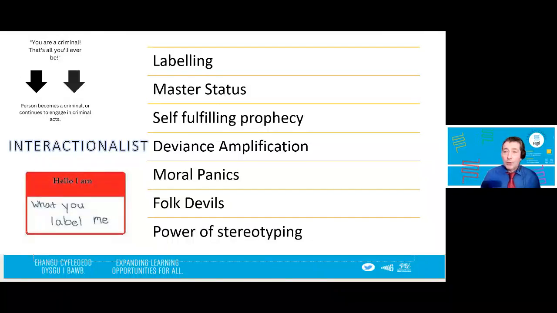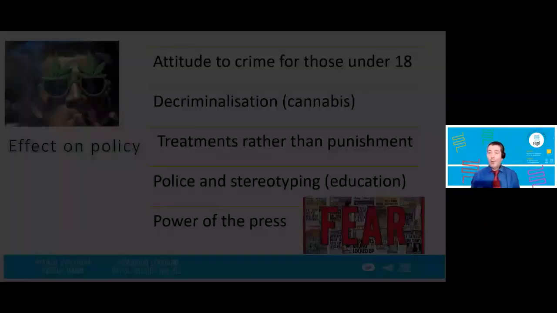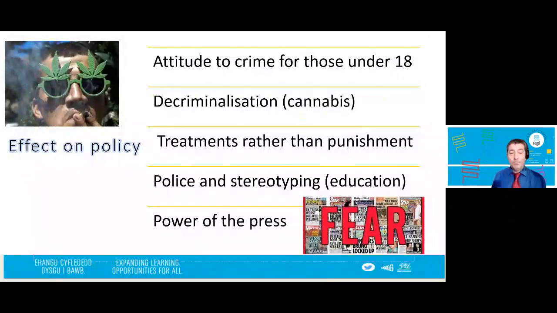Deviance amplification, of course, is another issue that interactionists bring attention to. The fact that it's blown out of proportion and it leads to possibly moral panics, which creates folk devils amongst certain categories of the public, be it mods and rockers or football hooliganism, etc. And of course, it brings to the fore this theory, the power of stereotyping and its effect on police attitudes towards certain groups in society. So again, the effects of policy we see here, possibly consciously or unconsciously, of the attitude towards crime committed by those under 18 years old.